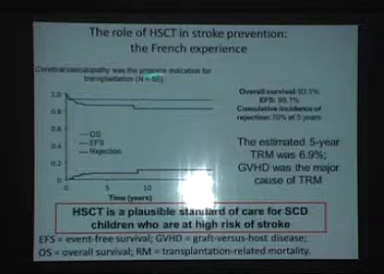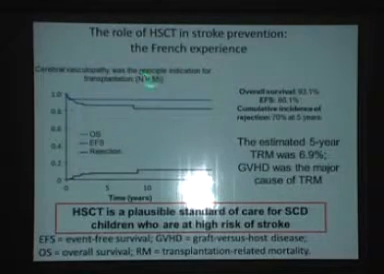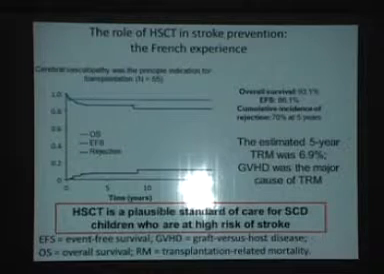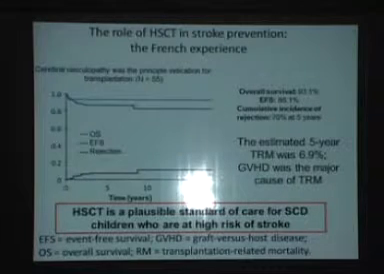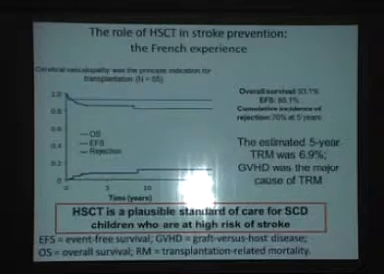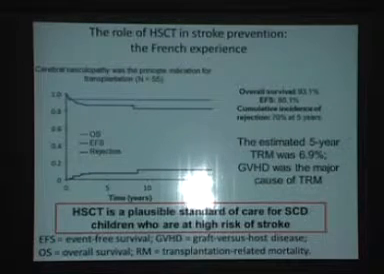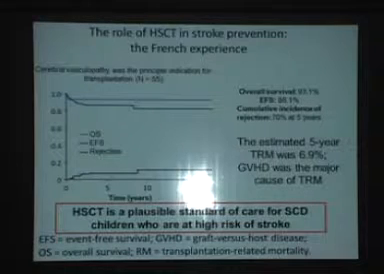Now, in France, some of these patients had stem cell transplantation, okay? These patients were selected mainly because of previous stroke or because of abnormal TCD. And they had a compatible related donor, so they had allogeneic stem cell transplantation, and they all did well, without further incidents of stroke. And now we think that stem cell transplantation might be a solution.